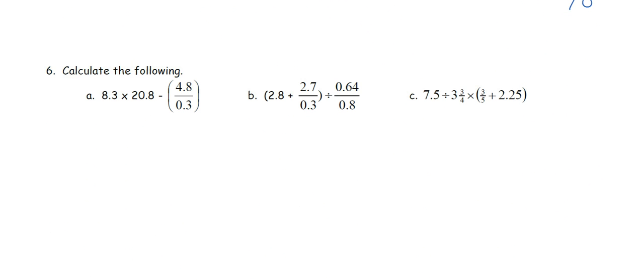All right, so for question number 6A, I see some brackets right here. So BADMAS tells us that we need to do the brackets right away. So let's do 4.8 divided by 0.3. Now this one here, you can do a little trick.